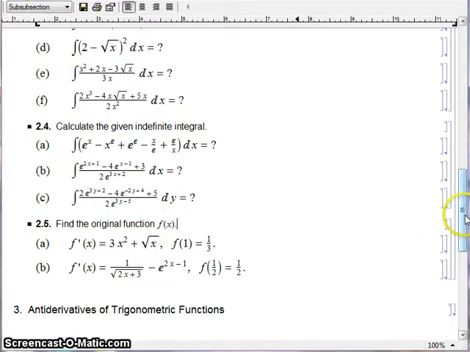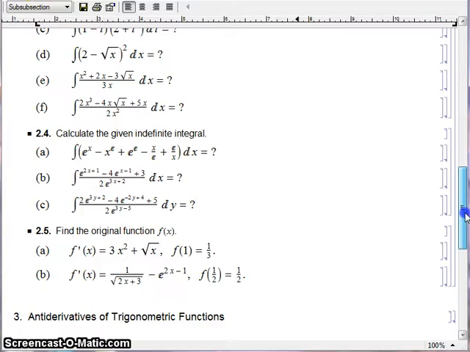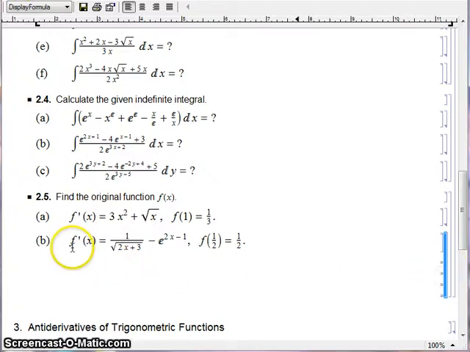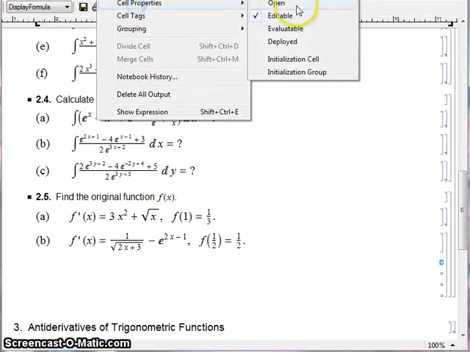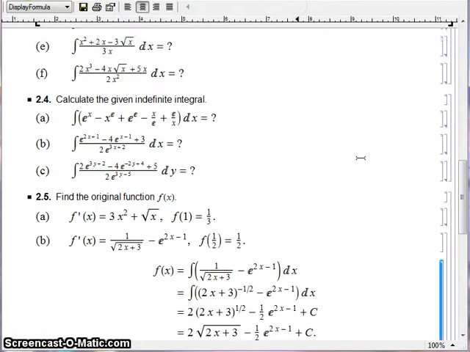Now let's move on to the final type. These are the kind of problems where you really have to understand the meaning, the role of plus c. We have a derivative, and then we have a specific function value, which we call the initial condition, and we have to determine the original function. Let's go with part B. Determining a function from the derivative is just antiderivative computation. Integral.